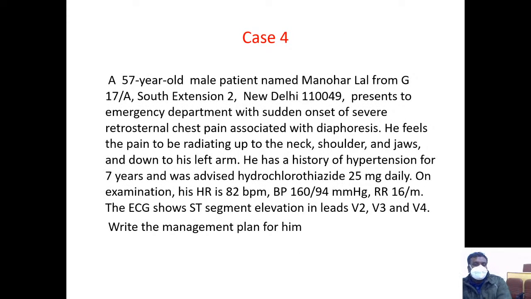So case number 4: a 57-year-old male patient, Manohar Lal from South Extension, presents to the emergency department with the onset of severe retrosternal chest pain associated with diaphoresis. Diaphoresis is profuse sweating. So the patient is presenting to the emergency with retrosternal chest pain with profuse sweating. The pain is radiating to the neck, shoulder, jaws and down to his left arm. It is a typical presentation of acute myocardial infarction.